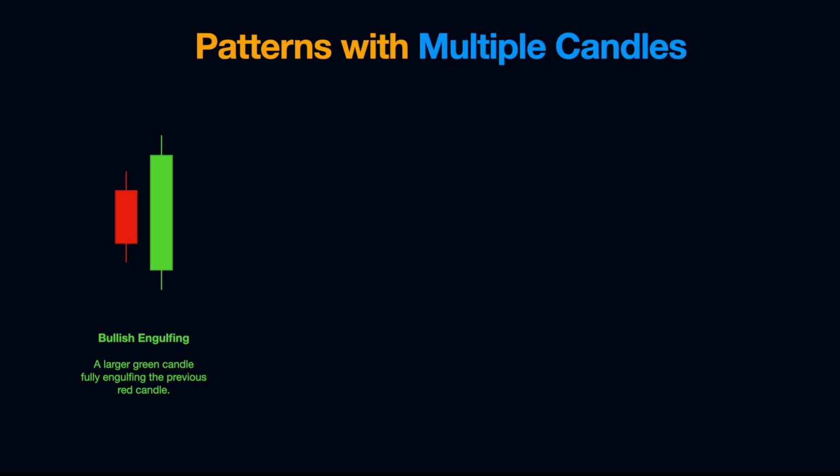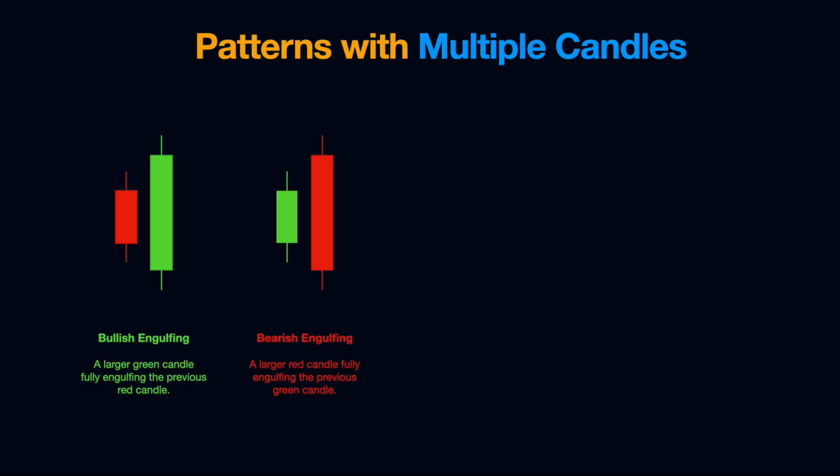It may indicate that buying pressure became stronger than selling pressure in that time period, although the next few candles may or may not show a similar pattern. Next, we again see two candles. The first candle is green, showing price moved up. Then after that, we see a larger red candle, and its body fully engulfs the body of the previous green candle. This pattern is called a bearish engulfing. It may indicate that selling pressure became stronger than buying pressure during that time period.